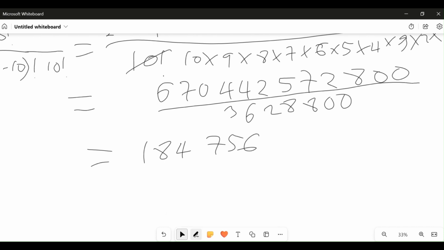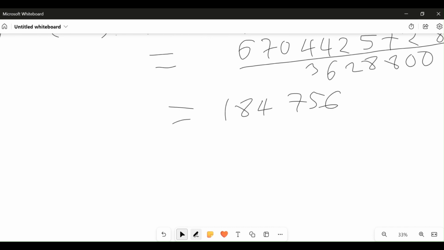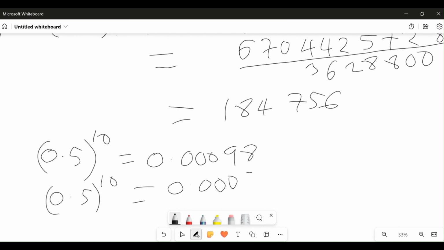And now that you have found 20 combination 10, the next thing you find is your probability of success raised to power 10, that is 0.5 raised to power of 10. You use your calculator once again to execute that. That will give us 0.00098 approximately. Also, you find probability of failure raised to power of 10 in this scenario, because you have 20 minus 10. So you get the same thing, which is 0.00098.